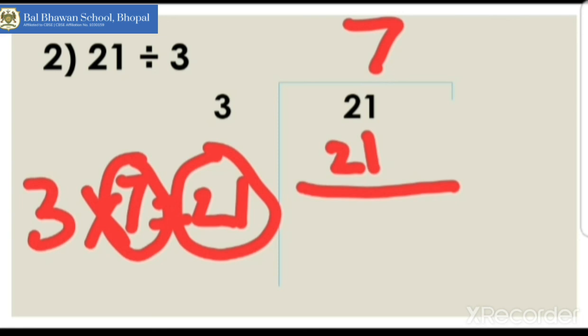Now the third step, we will do subtraction. We will subtract the product, which we got after multiplying the two factors 3 and 7, from the dividend. You already know the property of subtraction. If we subtract the same digits, like here 1 minus 1 is 0, and 2 minus 2 is again 0. The number which you get after subtraction is called the remainder. So now we have got a quotient and our remainder, that is 0.